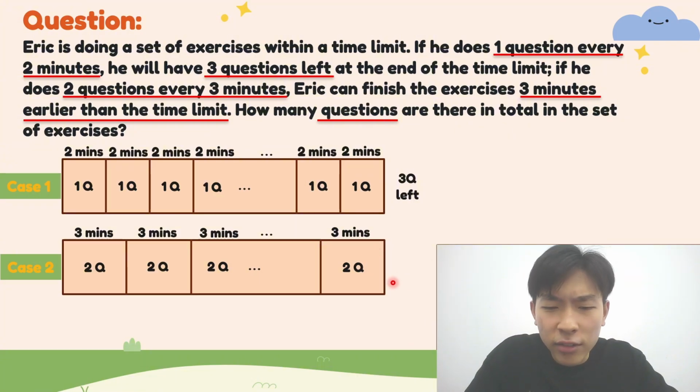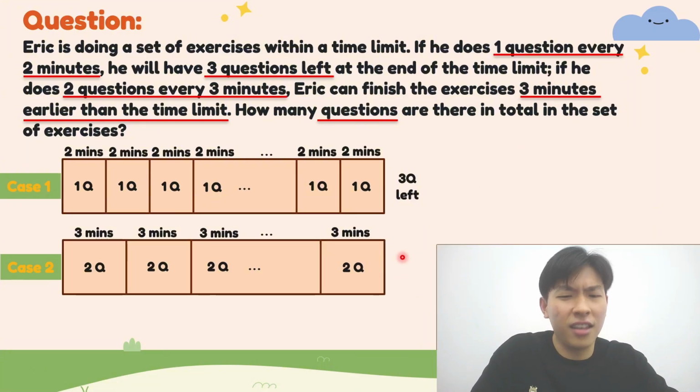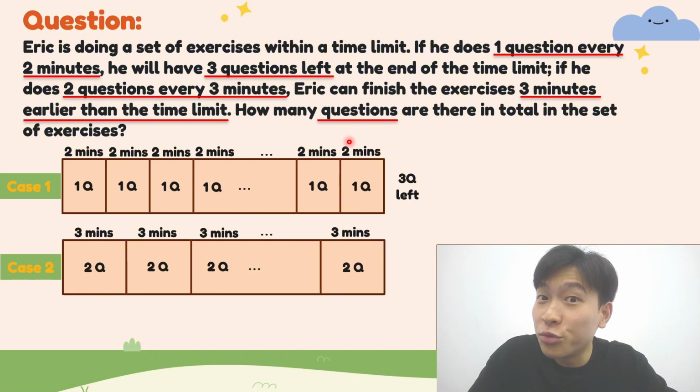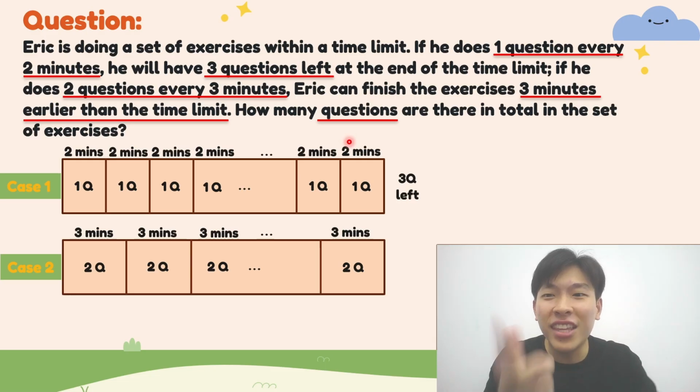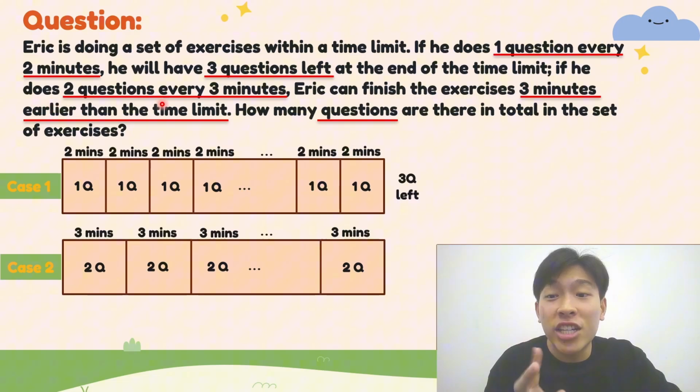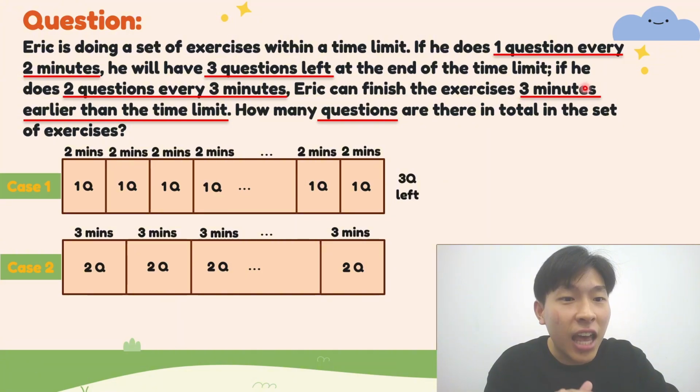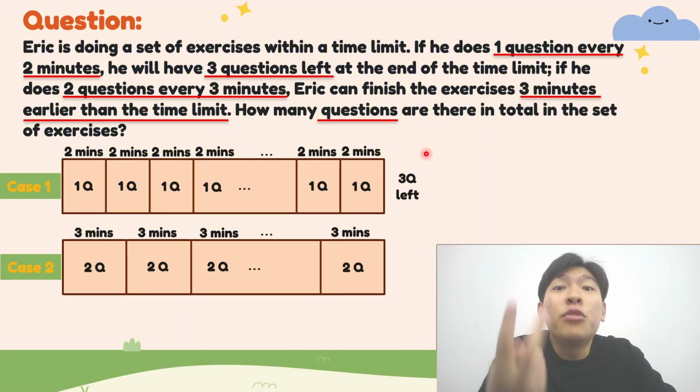Now, what about case 2? We see that if he does 2 questions every 3 minutes, Eric can finish the exercises 3 minutes earlier. So, you see here for case 1, we are talking about 3 questions left. But in case 2, 3 minutes earlier. 3 minutes. But we are talking about questions. Can we convert these 3 minutes into questions somehow? Yes, I'm sure some of you have noticed. Eric does 2 questions every 3 minutes. So this means that these 3 minutes can convert to 2 questions.